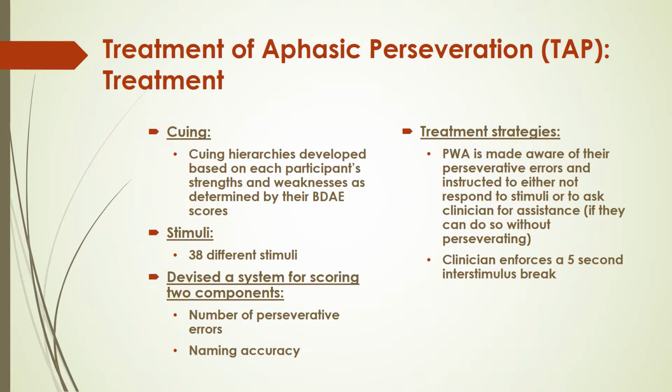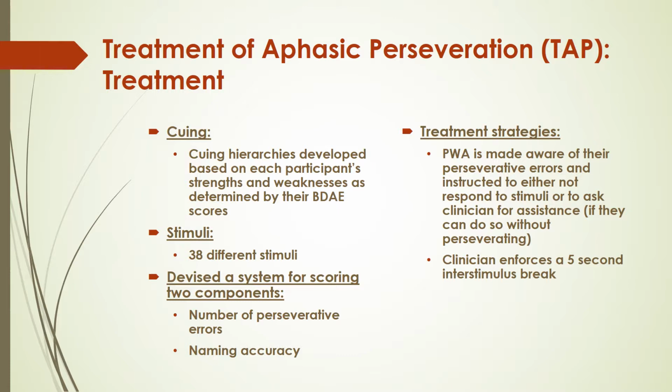Treatment consisted of a number of factors. Cueing hierarchies were developed based on individual strengths and weaknesses. 3 specific cues were used per person. 38 different stimuli were used, consisting of a number of different categories such as shapes, animals, colors, etc.